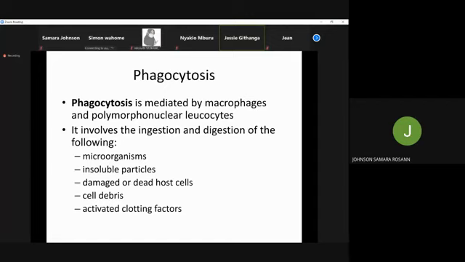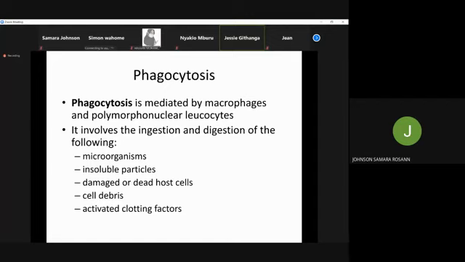Any cellular debris that is remaining and any activated clotting factors. So you can see by knowing these aspects about phagocytosis, then when a patient has elevated white cell counts, you will know some of the reasons that can cause certain cell types to have their counts increased. And we'll go into that in a little bit.